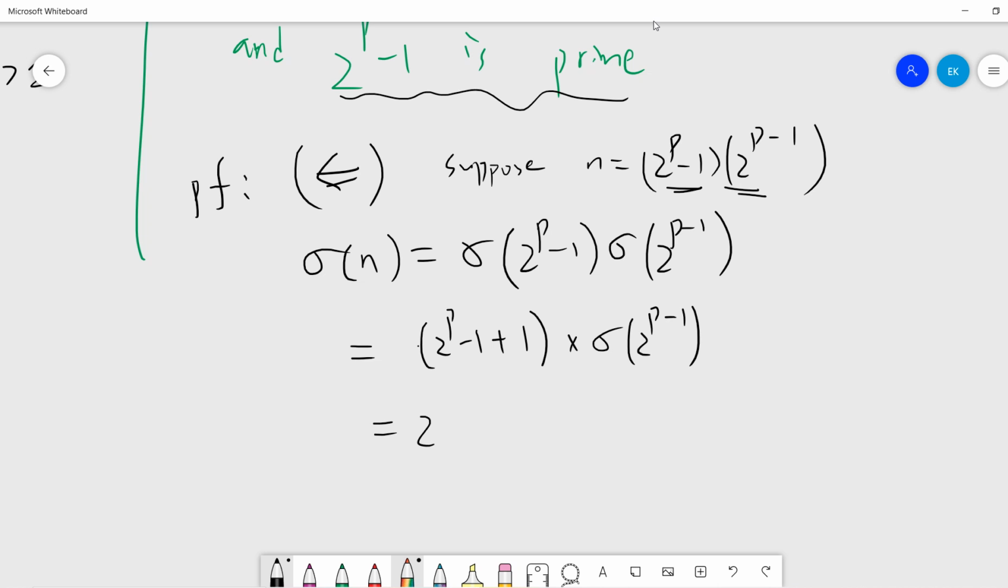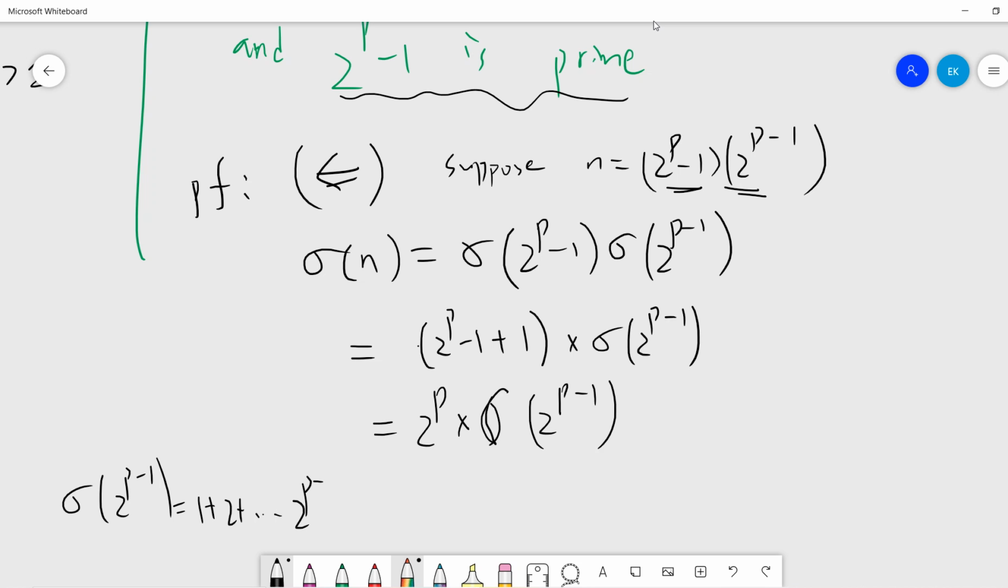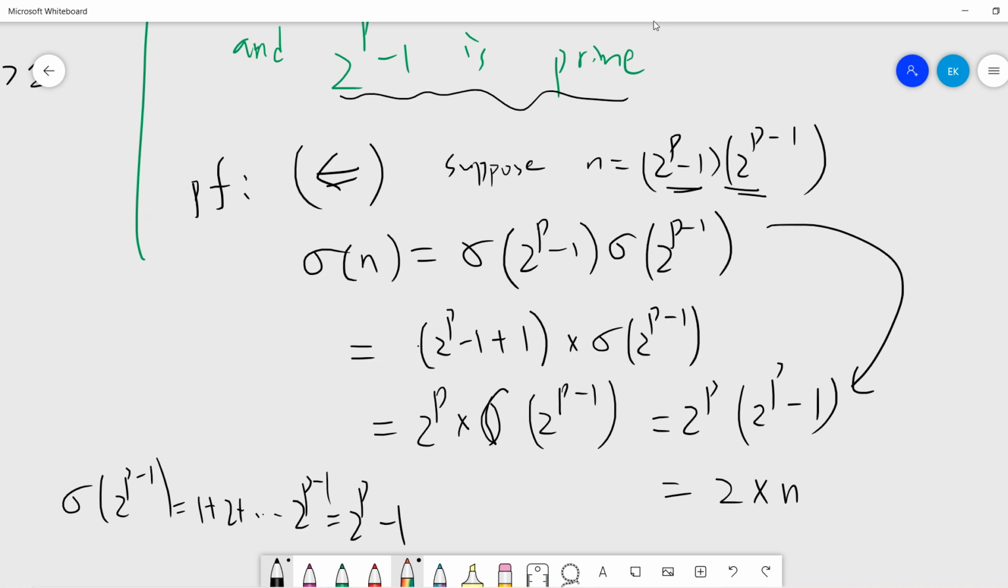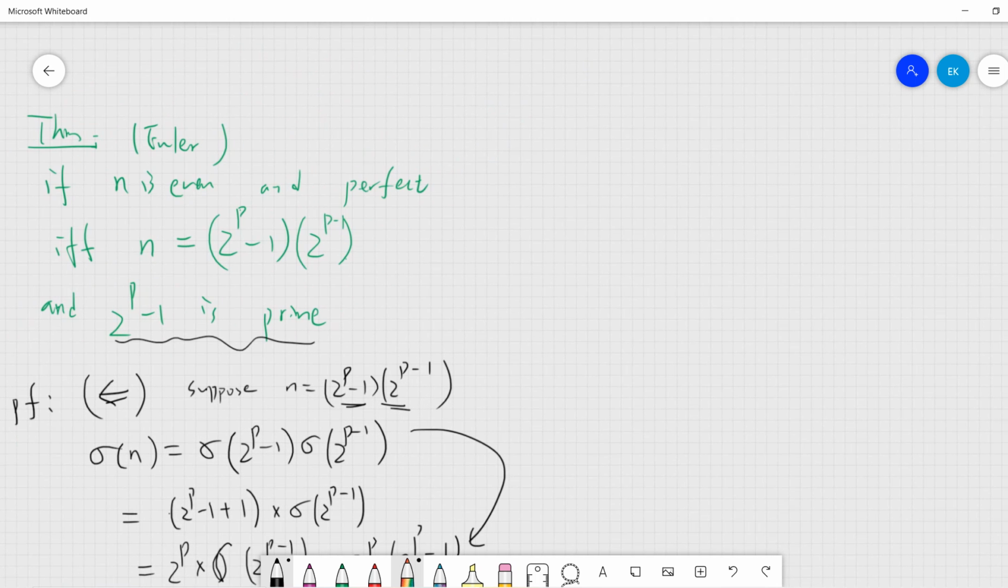So we got 2 to the p times sigma of 2 to the p minus 1. And sigma of 2 to the p minus 1 is just 1 plus 2 plus up to 2 to the p minus 1, so it's 2 to the p minus 1. Then you can check that this is just 2 times n. Right? You can check that. Okay, so this is the first proof.